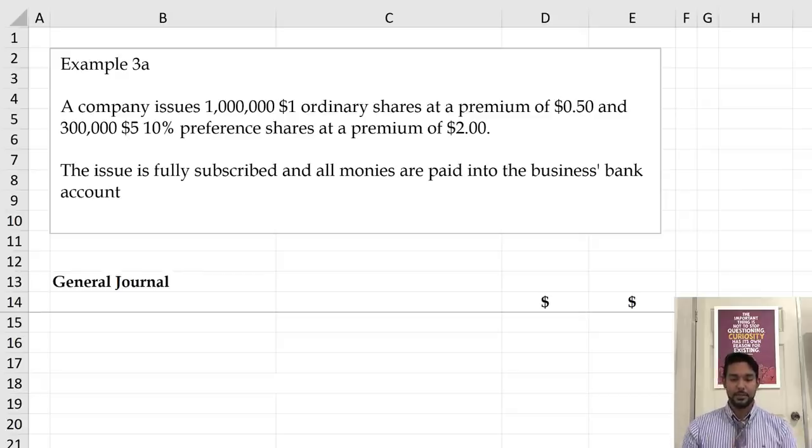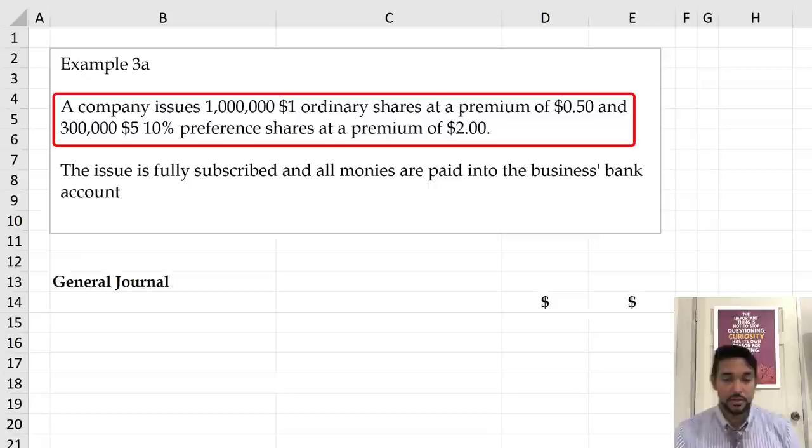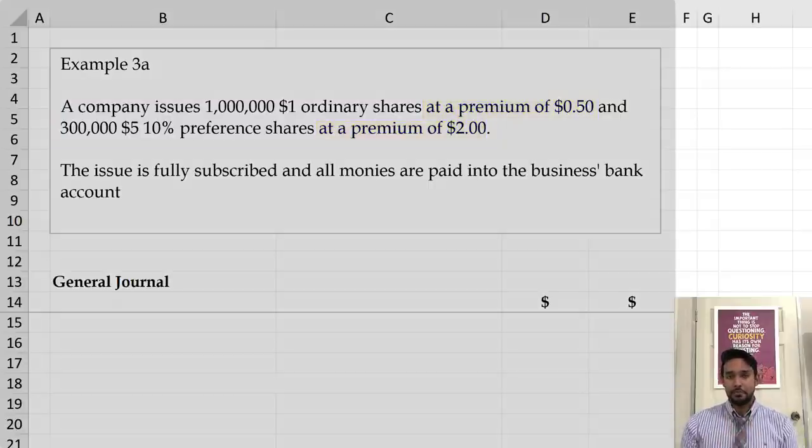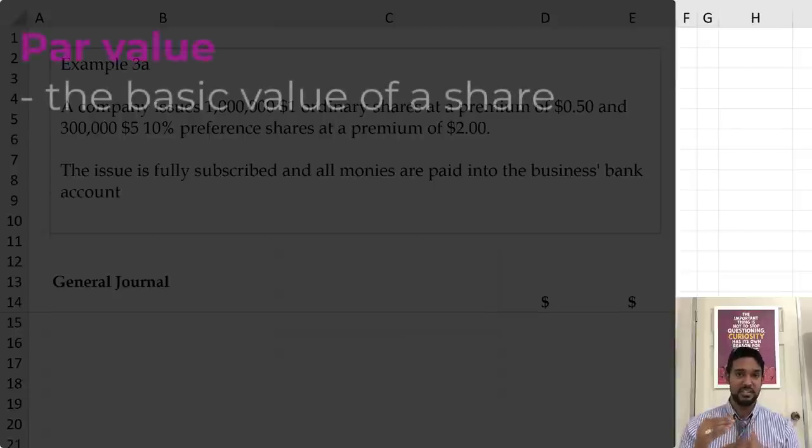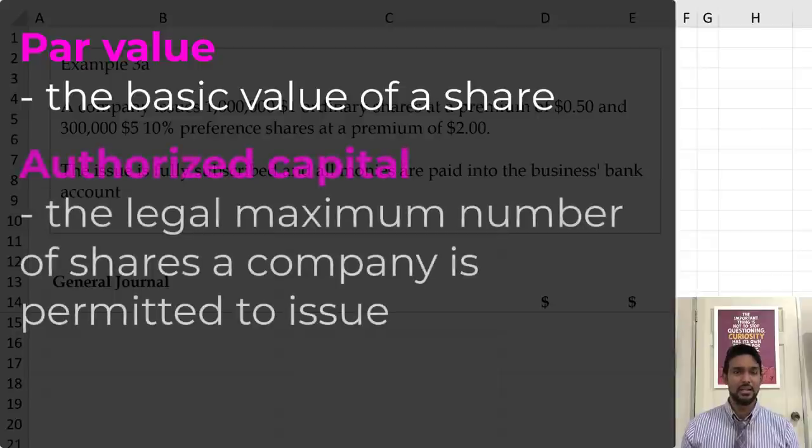So example 3A. A company issues $1 million ordinary shares at a premium of 50 cents. What's a premium? And $300,000, $5, 10% preference shares at a premium of $2. What is this premium thing? So if you think back to a bit earlier in the video, I mentioned that the par value is the basic value per share. And I also mentioned that the authorized capital is the legal maximum number of shares a company is permitted to issue. But there's a way they can get around that limit legally.